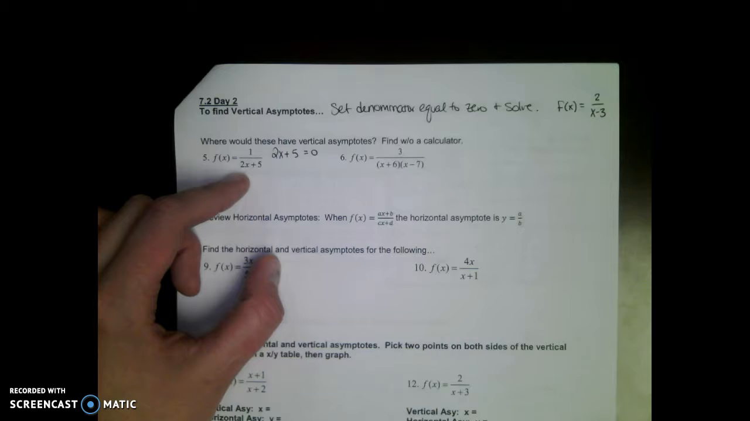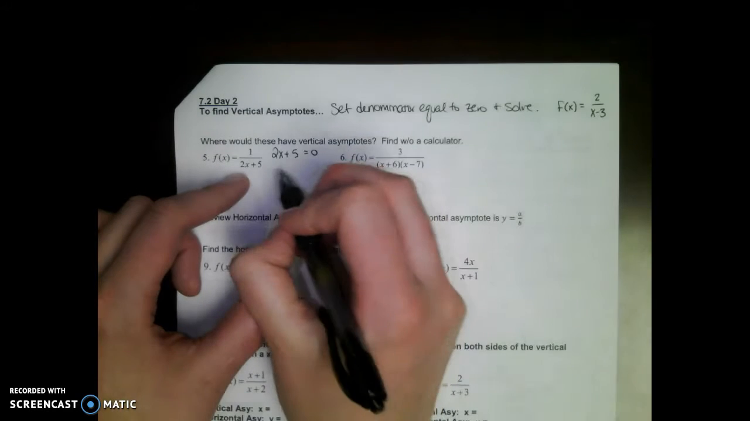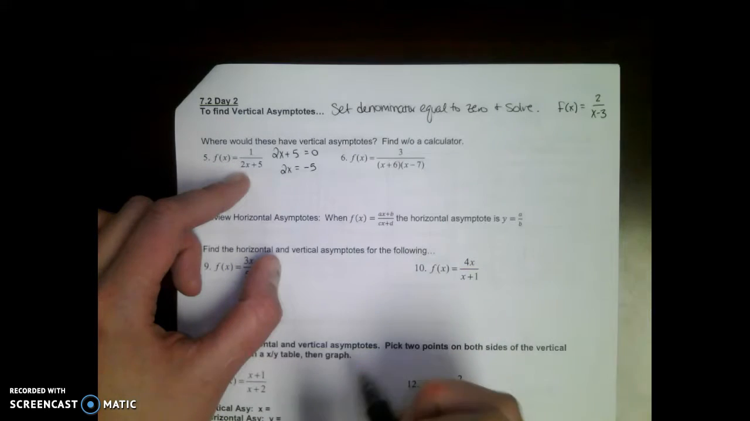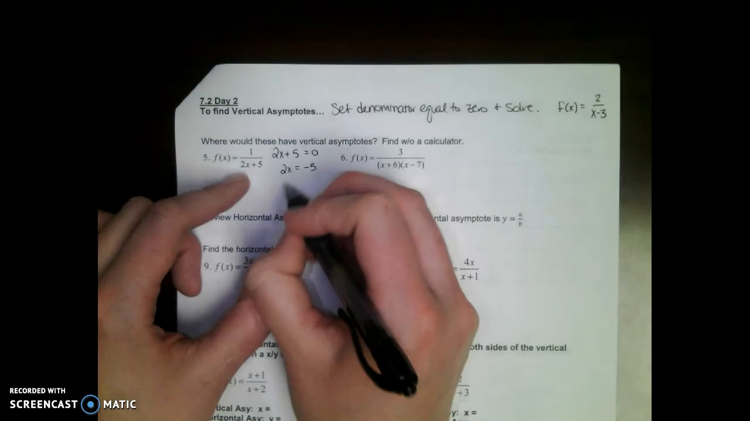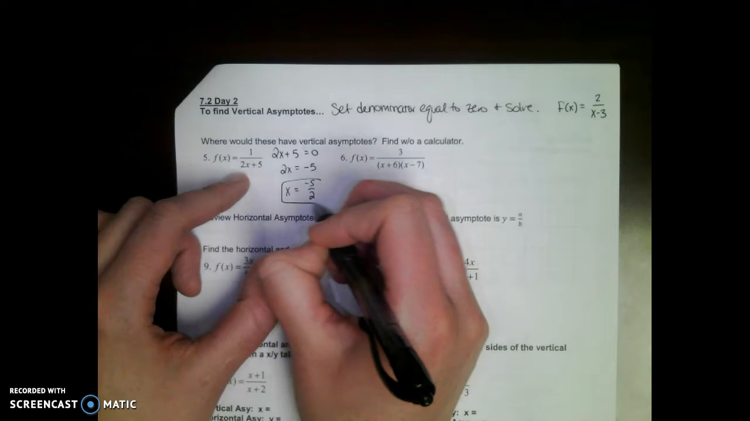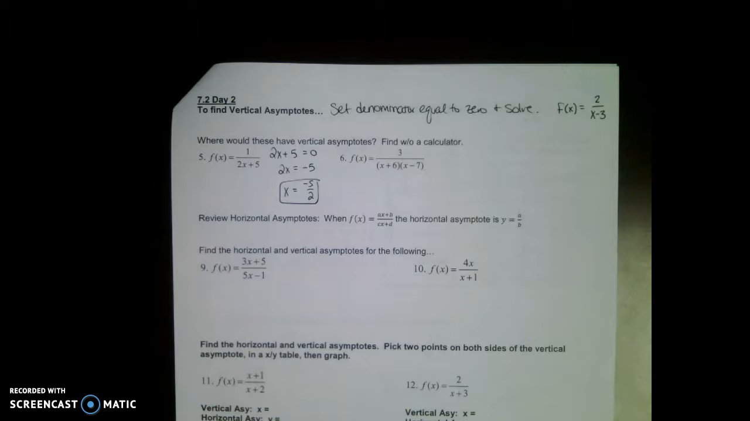What would you do first to solve that equation? Subtract 5. That would give us 2x equals negative 5. And then divide by 2, giving us x equals negative 5 halves. The asymptote would be at negative 5 halves. Okay. So take a look at number 6.